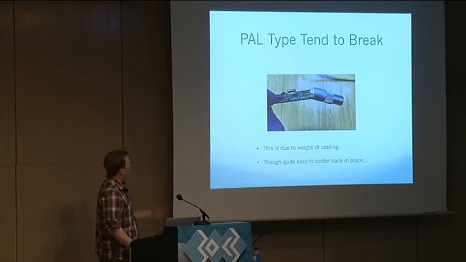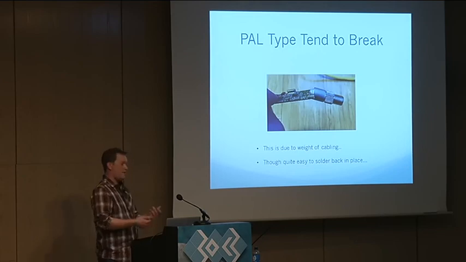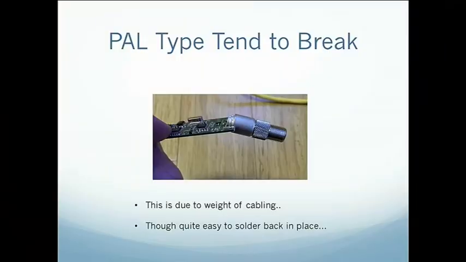With the weight of the cabling, I've frequently snapped these off. And the nice thing is, I don't know how the scale is here, but it's the size of the end of my pinky. So soldering something like that back on is quite easy compared to a lot of the SMD stuff that's going on today. So that's really not a big deal. So those are the actual receiving units that I'm using.